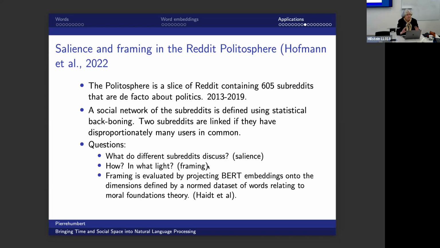And that was defined by using a theory of moral foundations due to Haidt et al. The main author thinks it's universal, which is unlikely, but anyway, it's very well studied for English, and there are whole lexicons of word norms for their projections onto these values according to people, which we used. So then the framing, we're getting that by projecting the BERT embeddings onto the moral foundations dimensions.